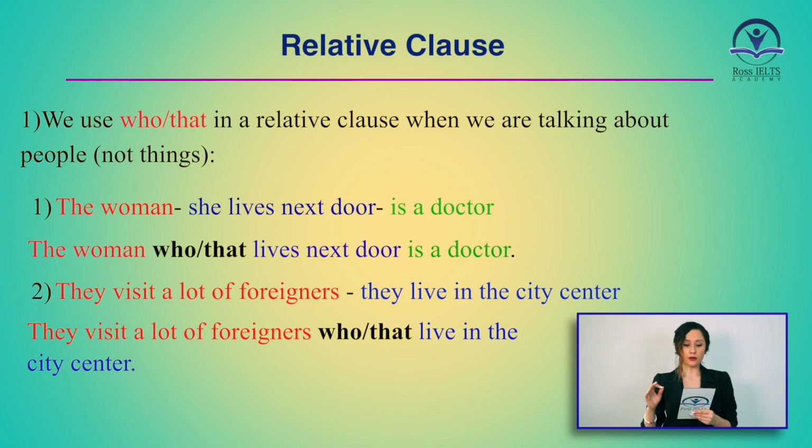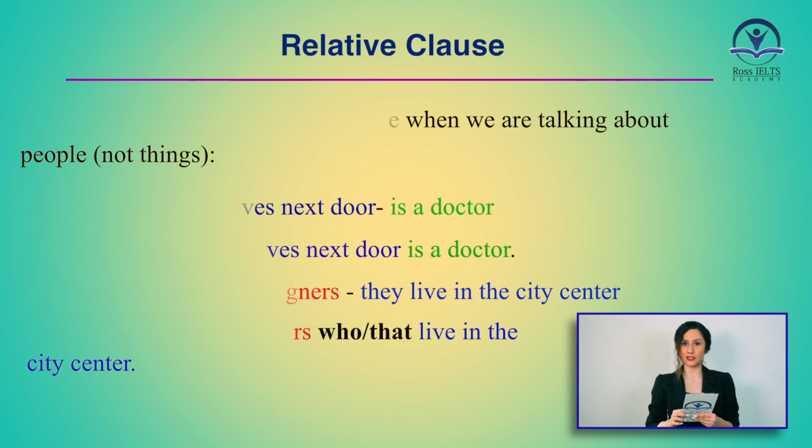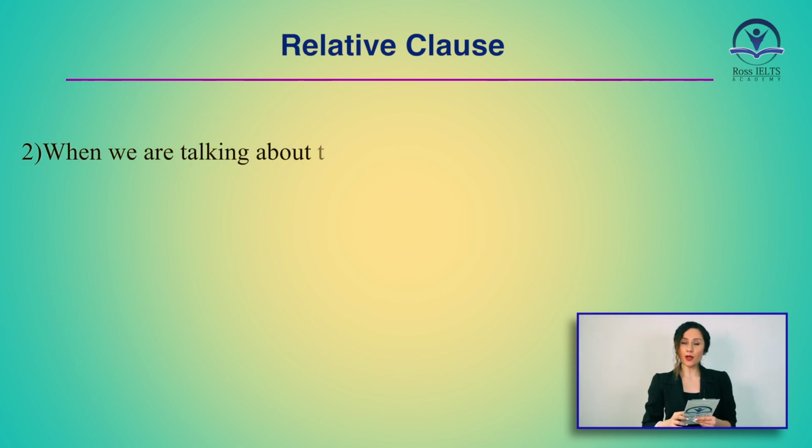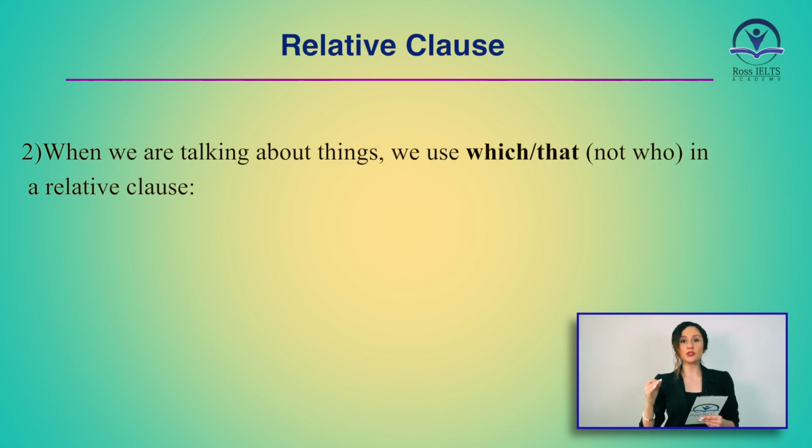They visit a lot of foreigners. They live in the city center. So here you have two simple short sentences, and you want to link them together. This is how we do it. They visit a lot of foreigners who or that live in the city center. If you want to talk about a thing, you can use which or that to make your relative clause.